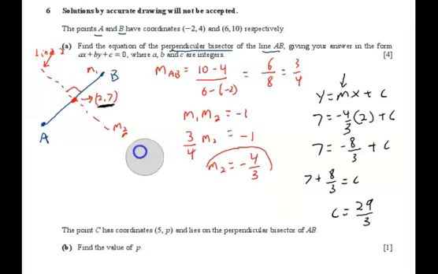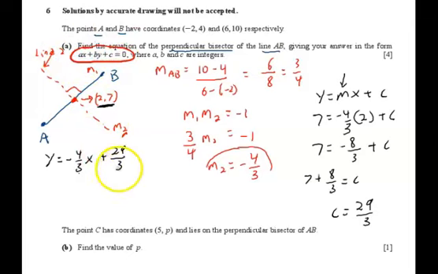Okay, I think that's enough. Now we write the equation here. So we are getting the equation y equals negative 4 over 3x plus 29 over 3. Since we have 3 and 3 here and they want it in this form, yeah.